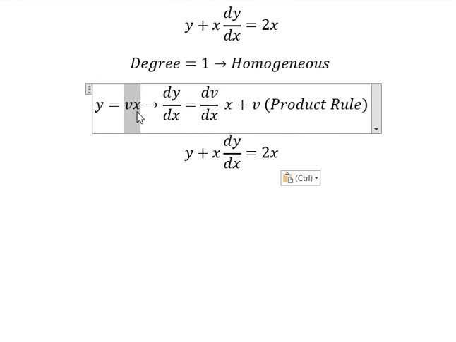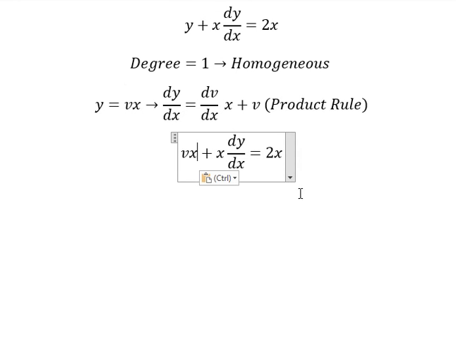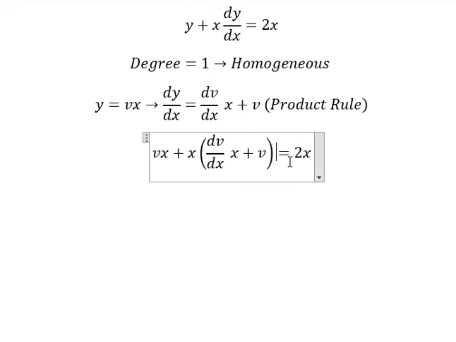So this one I will put in here. This one we need to change by this one. Later, we divide both sides by x.